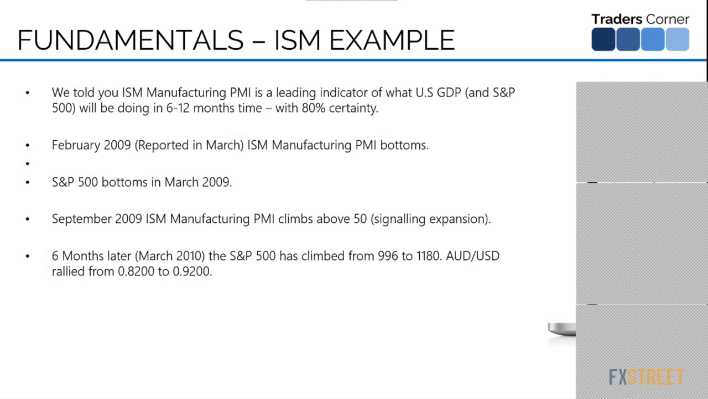In September 2009, ISM manufacturing PMI climbs above 50, signaling expansion. 6 months later, March 2010, the S&P's climbed from 996 to 1180. The Australian dollar, right, which was one of the growth currencies back then, quite a good proxy for risk, had rallied 1,000 pips from 0.8200 to 0.9200.